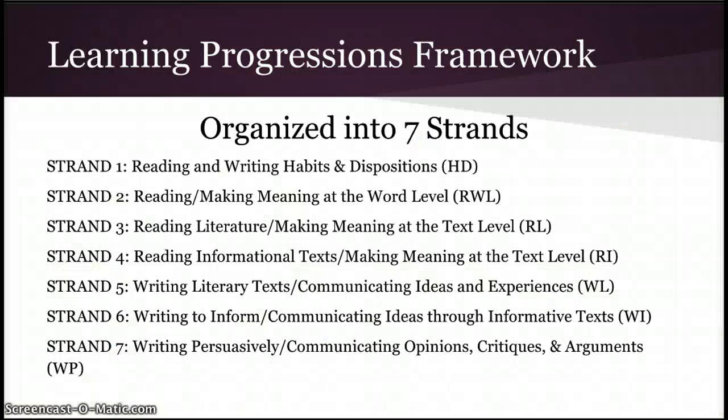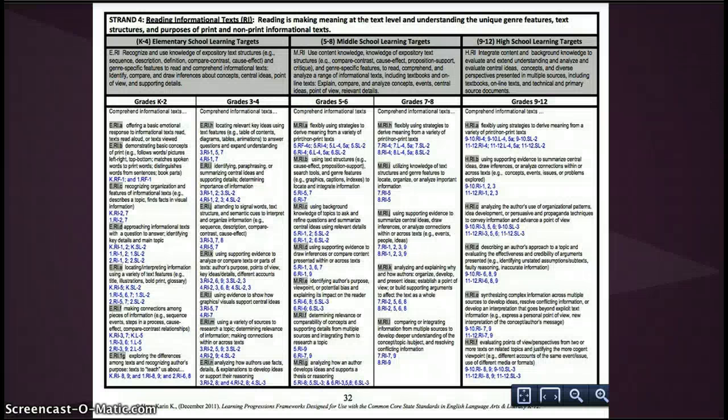The Learning Progressions Framework is organized into 7 strands. The assessment tool that we just looked at is based on strand 4, reading informational text, making meaning at the text level. Here is strand 4 as it is portrayed in the framework. The strand is listed and defined in the white box at the top of the page.